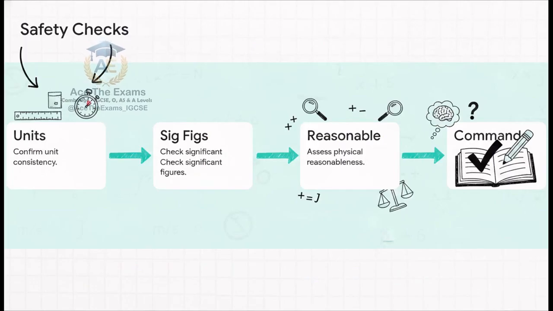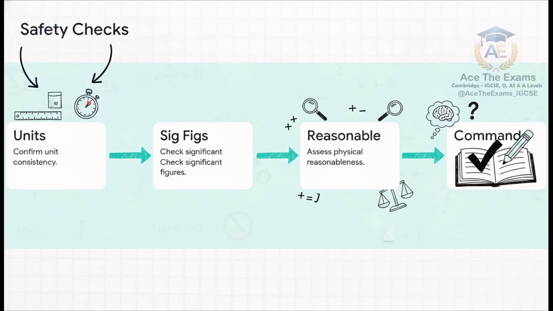Before you ever move to the next question, you must run through these final exam safety checkpoints. Think of it as a pre-flight check. 1. Confirm unit consistency across all variables. 2. Check your significant figures. 3. Assess physical reasonableness. Like, does this number actually make sense in the real world, or did you just calculate a toy car moving at the speed of light? And 4. Ensure you have precisely fulfilled the specific command word used in the prompt. This is your absolute safety net.